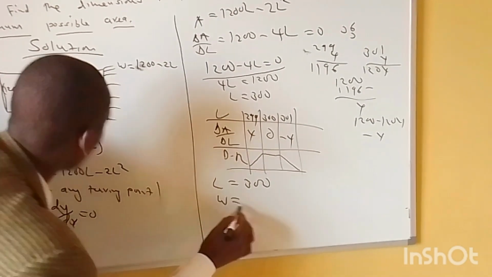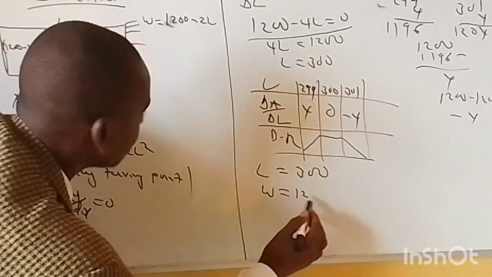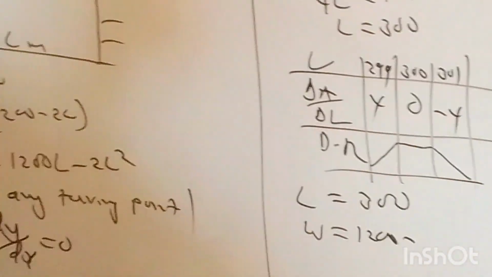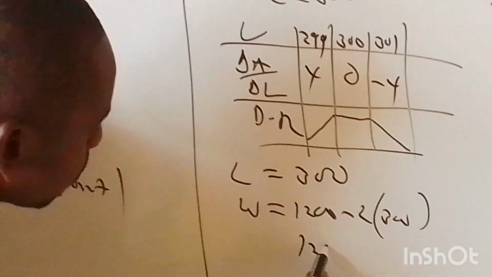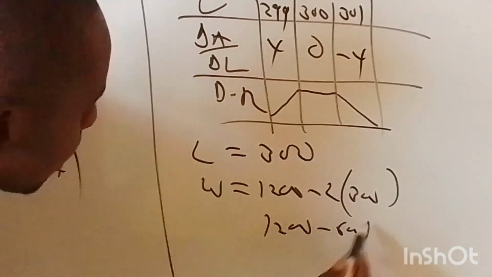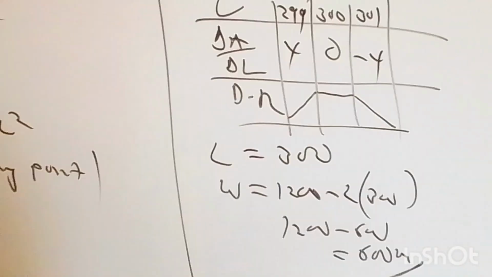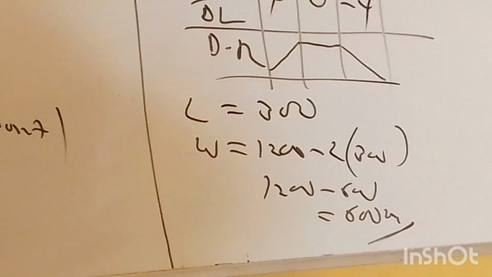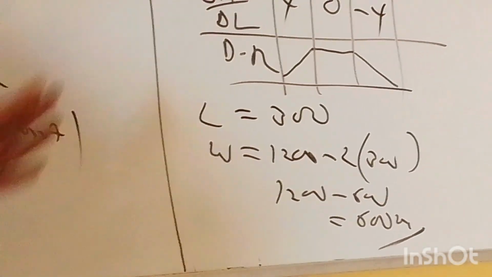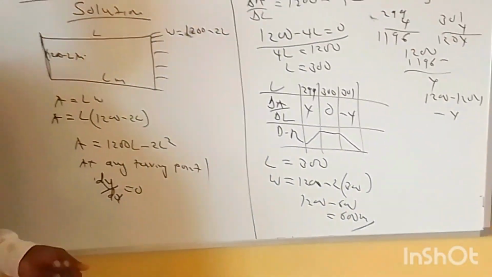So that means the dimension which can give us the maximum area, L, will be 300. Then the width of the land is 1,200 minus 2L, and our L is 300. So that is 1,200 minus 600, and you get 600 meters. So our length is 300 and our width is 600. Those are the dimensions that we are asked for here.